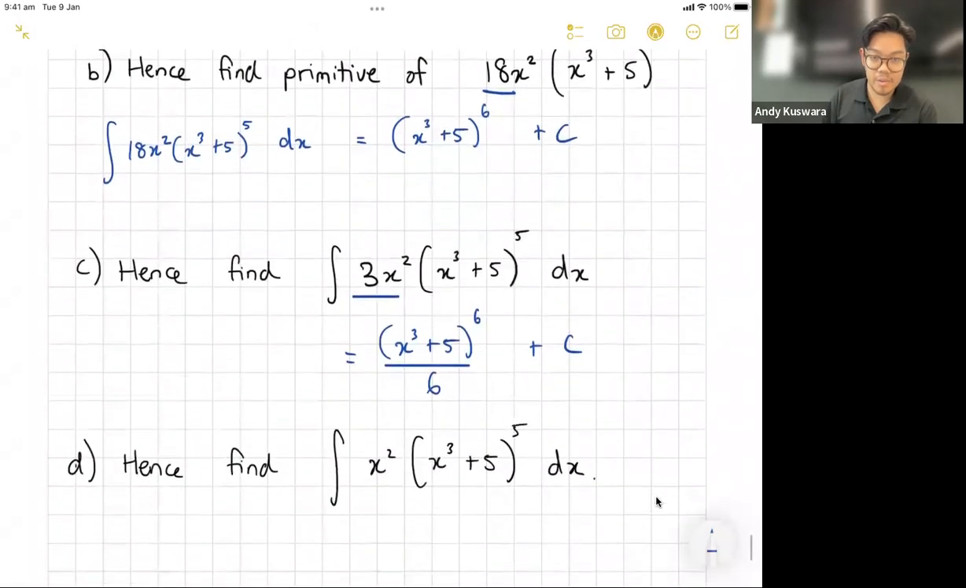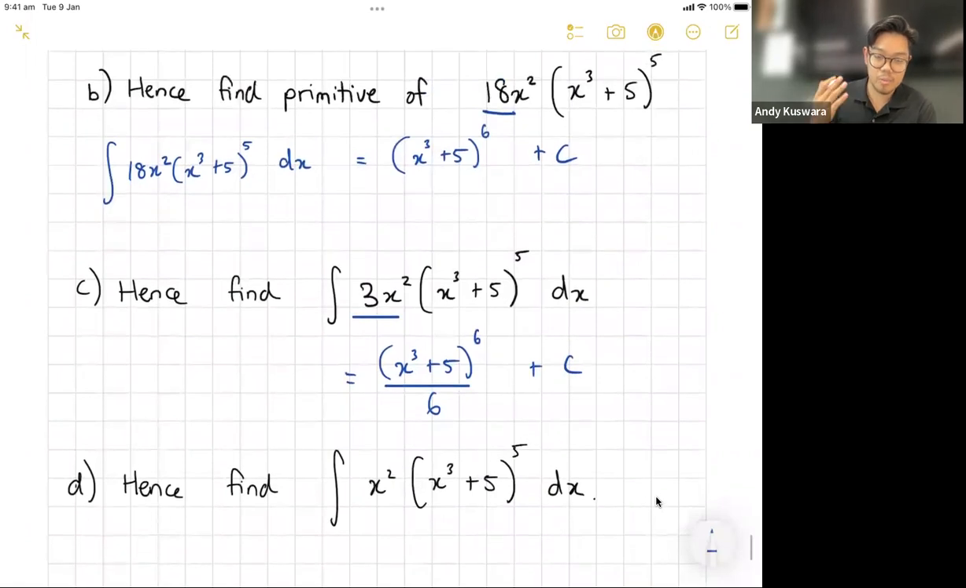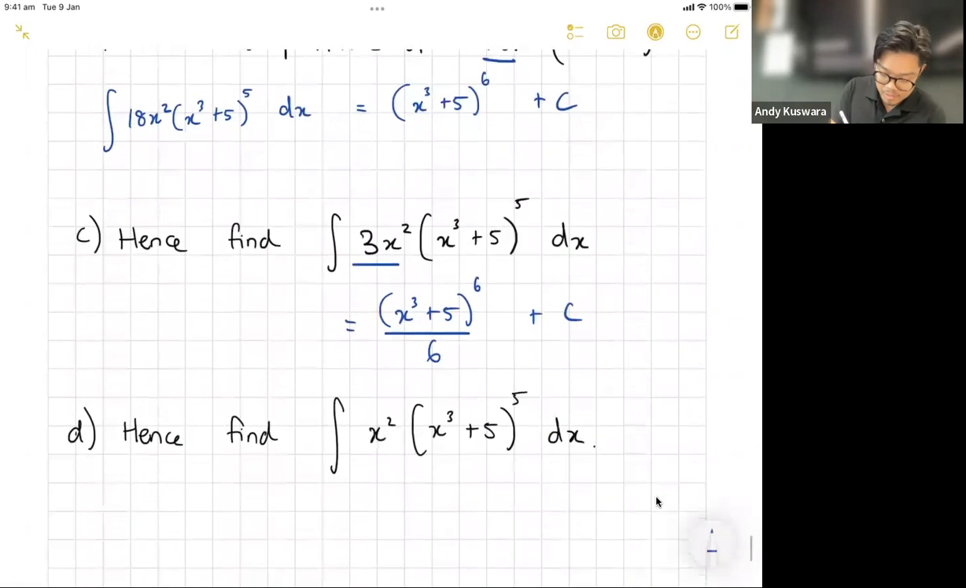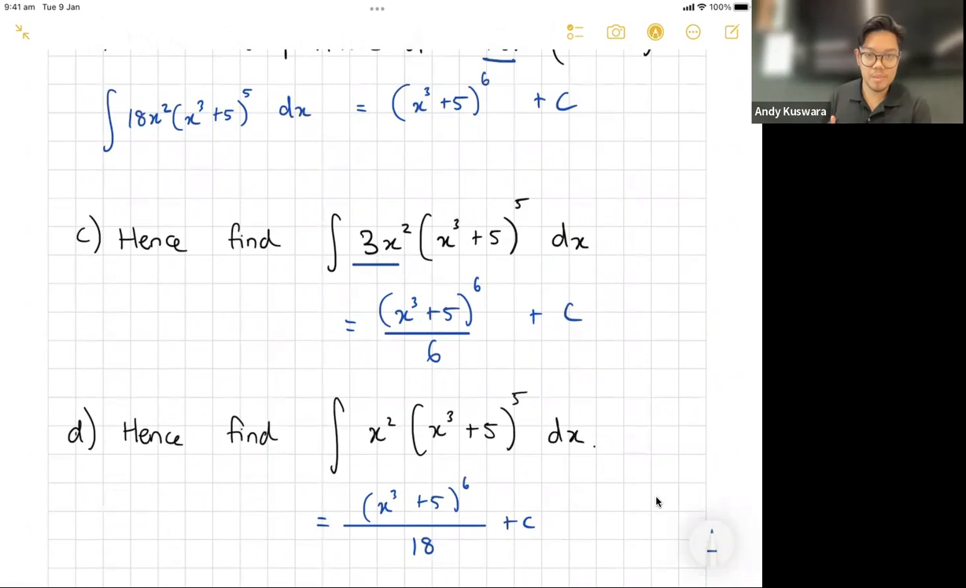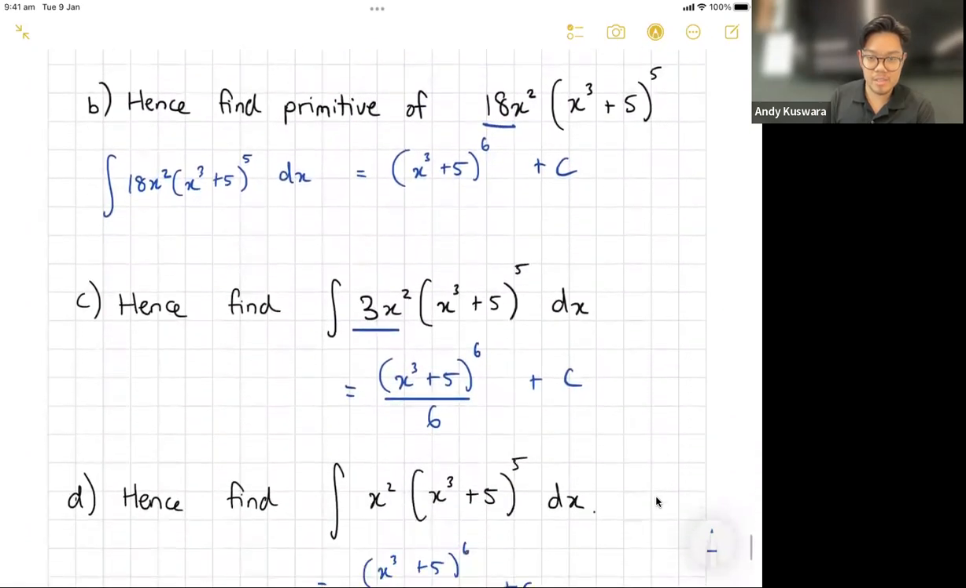Now, let's say instead of 18x squared, which is what it would have been if we differentiated, it's just a singular x squared. Well, then it would be x cubed plus 5 to the power of 6, and this time we're going to divide it by 18, plus c. This may have been a little bit simple upfront because we did the differentiation first, and we can just adjust it from there.